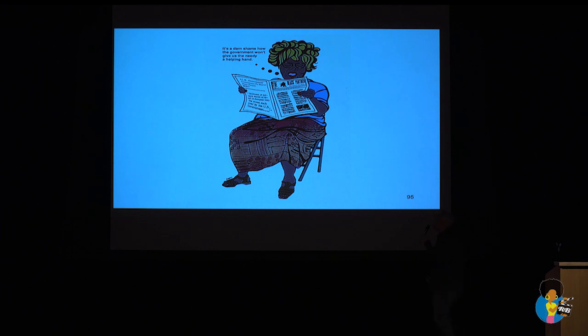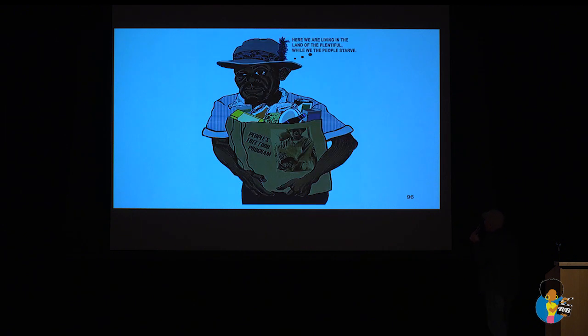This sister used to sit and live in back of us. And every week she would get her paper and sit out there and read her paper. So I wanted to illustrate this. I did an earlier illustration. I remixed this illustration of her sitting and reading her paper. Next, please. Here, and again, is a historical one that I've remixed as well, called People's Free Food Program. And here he's saying, here we are living in the land of plenty while we, the people, starve.